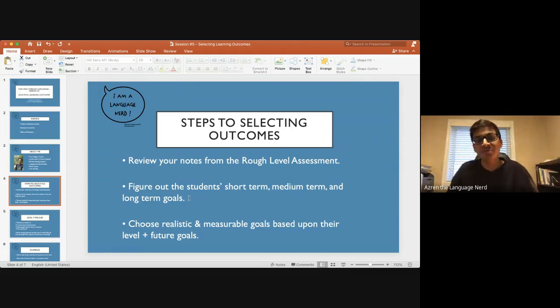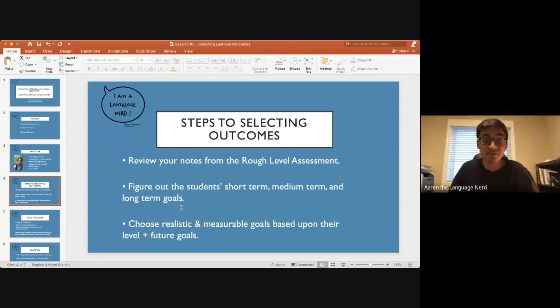It's worth noting that this might be different for kids and adults. If you have a 6-year-old kid taking French classes, they're probably not thinking in short-term, medium-term, long-term goals. That's probably not in their mind.